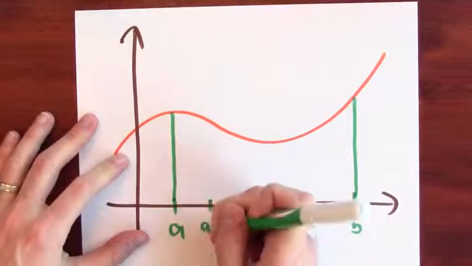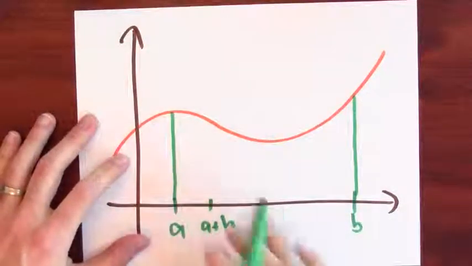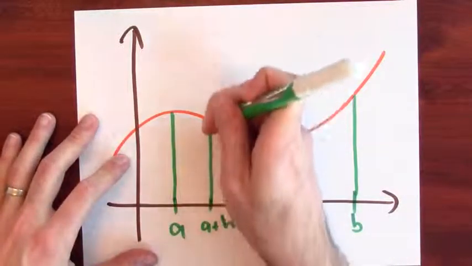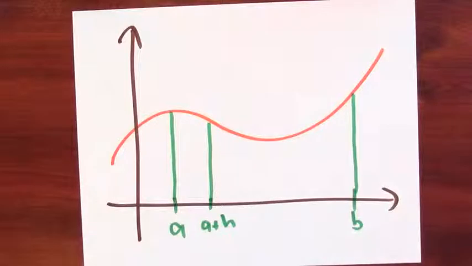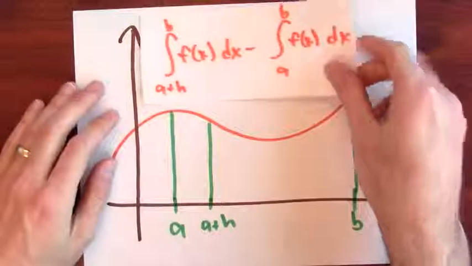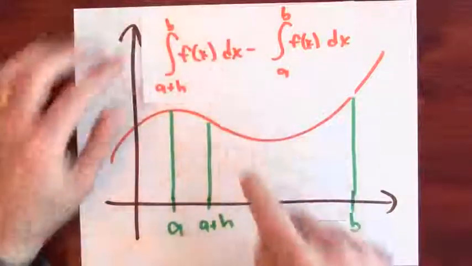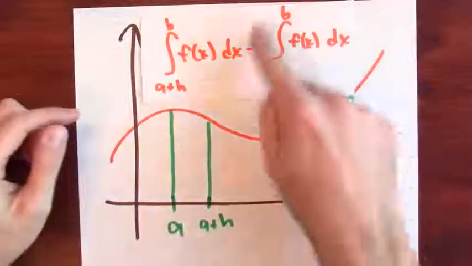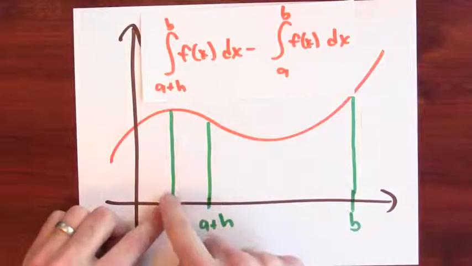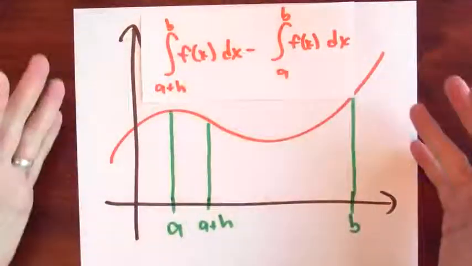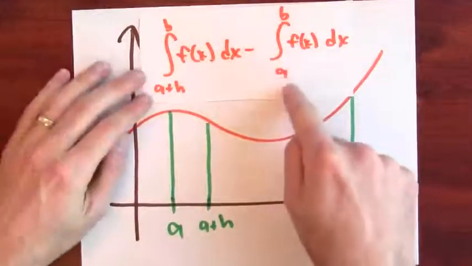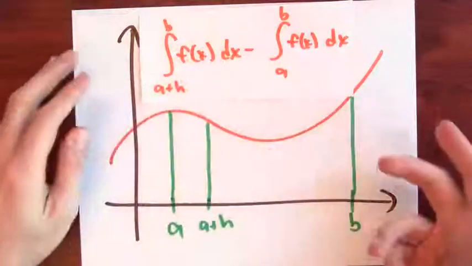Let's move it over a bit to a plus h. I'm imagining h is very small. All right, and I want to know, how does the integral change? Well, the quantity that calculates the absolute change in the integral is this. What's this thing here? This is the integral from a plus h to b, and this thing here is the integral from a to b. So this difference is telling me how the integral changes when I replace a by a plus h.